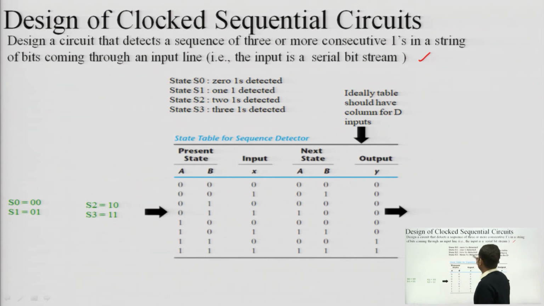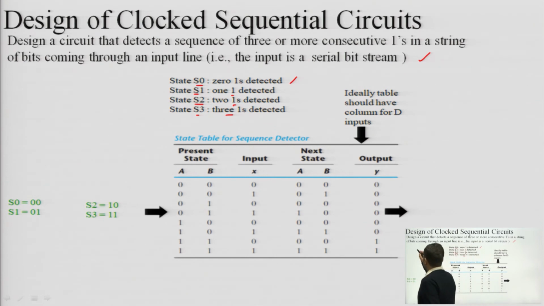So we can see that, let's say if no one is detected, that means initial state, then I will mention it as state 0. If a single one is detected, it will be state 1. If 2 ones are detected, then S2. If 3 ones are detected, S3. So these are my 4 states. Now how the flow from one state to another state will happen depending on the external input, we have to see that.